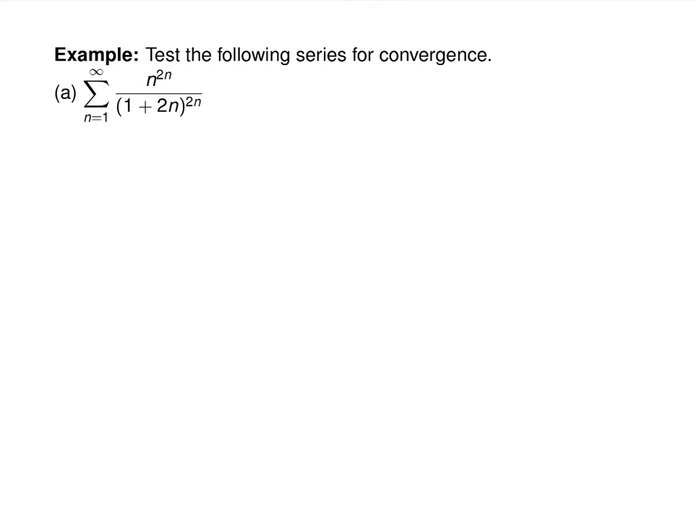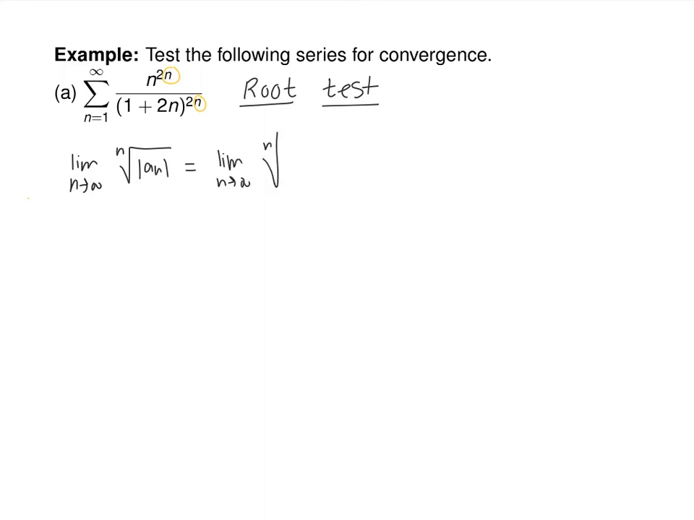Okay, and this one, I see that both the numerator and the denominator have things that are raised to the nth power. So that gives me a hint that I'm probably going to want to try the root test. The ratio test will probably also work, it's just going to be a lot more complicated. So nth root, absolute value, nth term. Okay, the nth root of the absolute value of n to the 2n over 1 plus 2n to the 2n.